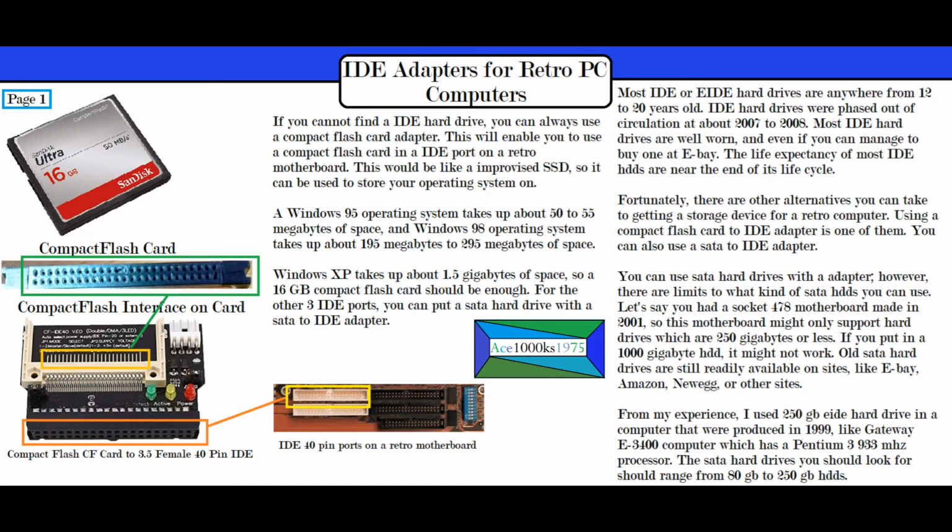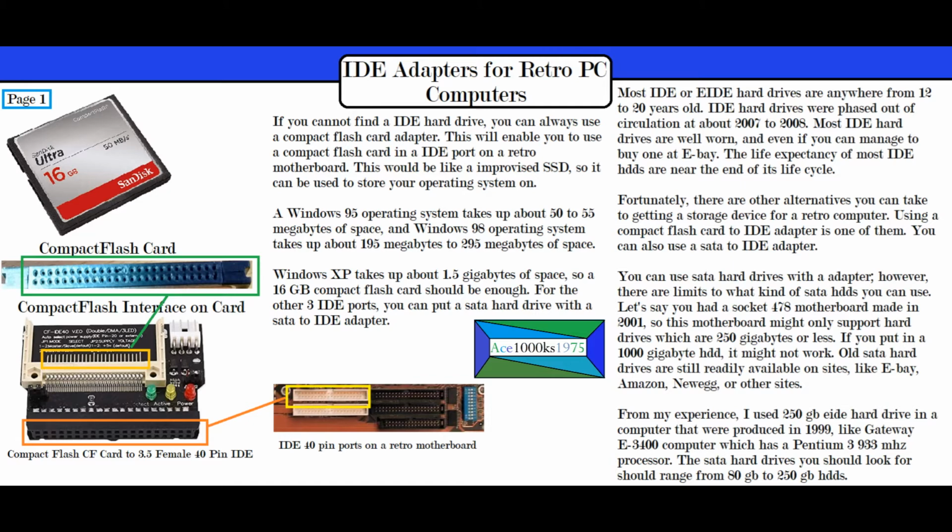From my experience, I used a 250 gigabyte EIDE hard drive in a computer that was produced in 1999, like a Gateway E3400 computer, which has a Pentium 3 933 MHz processor in it. The SATA hard drives you should look for should range from 80 gigabytes to 250 gigabytes.